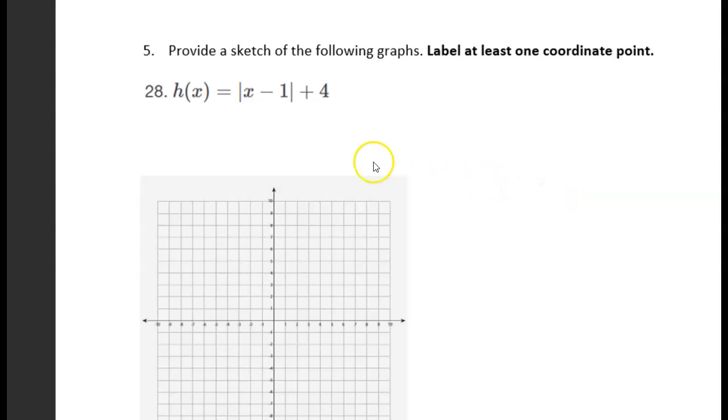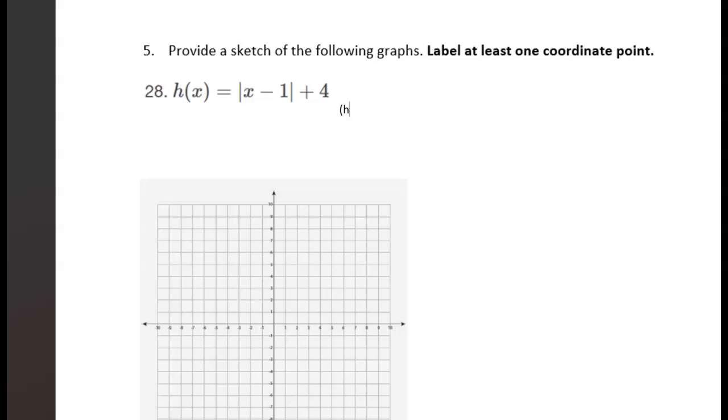Hi class, let's take a look at problem 28. Now, the first coordinate point that I'm going to use is technically the h comma k, or the vertex, which in this case happens to be whichever value makes the absolute value 0. So for us, it's going to be 1 comma, and then this value. So in this case, 4. That's going to be our first point.